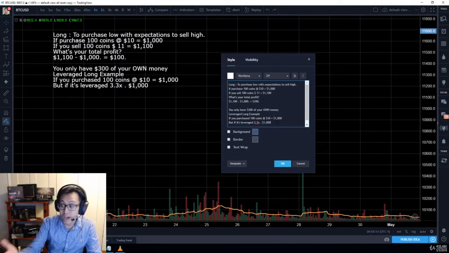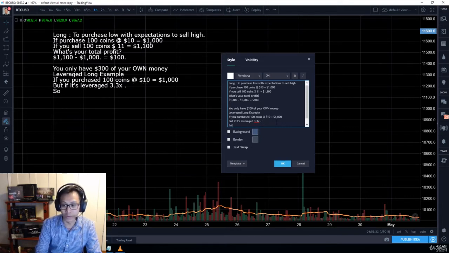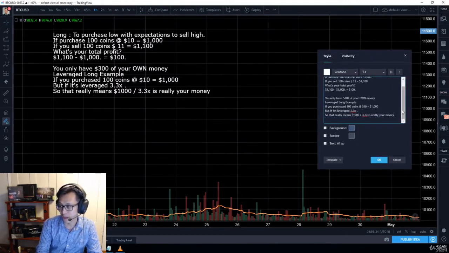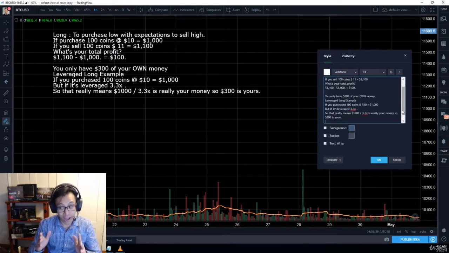But if it's leverage 3.3x of the $1,000, that really means $1,000 divided by 3.3x is really your money, right? That makes sense? It's really your money, just to make sure you guys understand that so far. So $300 is yours, right? So you have $300, but you're playing $1,000 and it's actually leveraged 3.3 times. So make sure that's really understood.